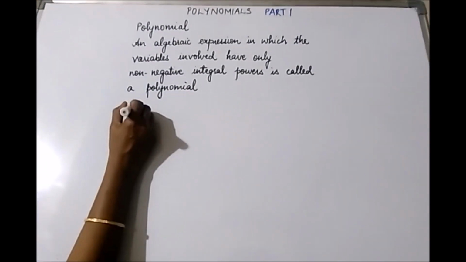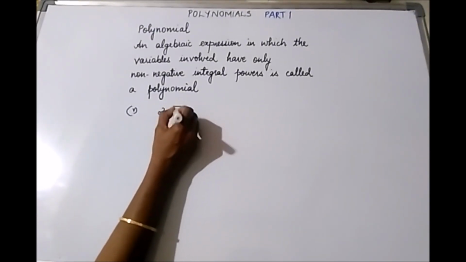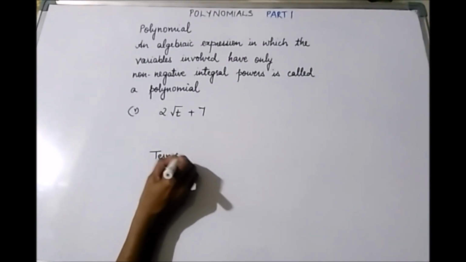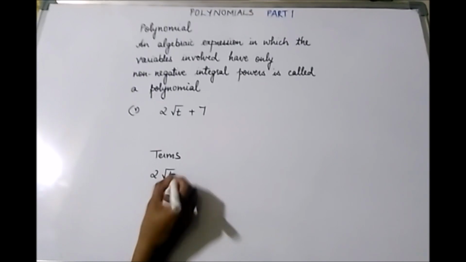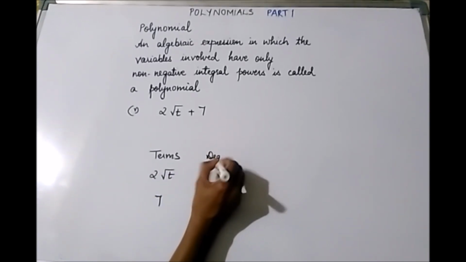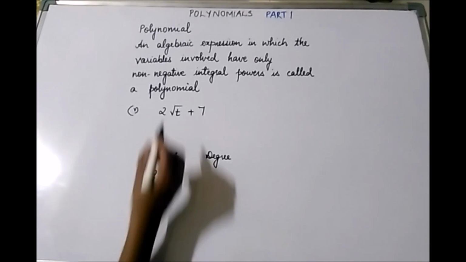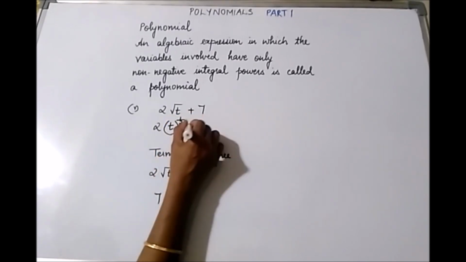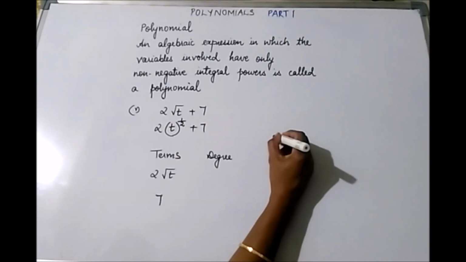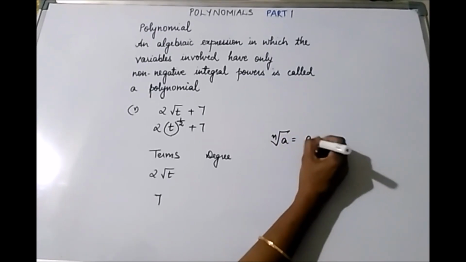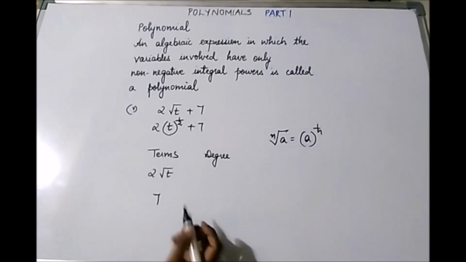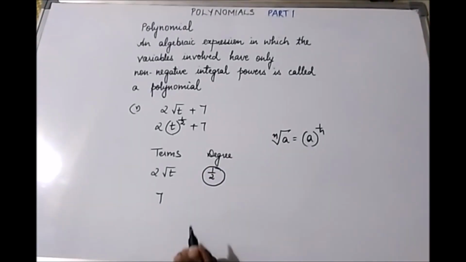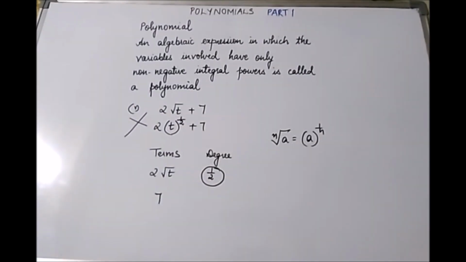Let us take the last example, 2 root t plus 7. Once again we see it has got 2 terms, that is 2 root t and 7. What's the degree of 2 root t? Root t can be rewritten as t the whole raised to 1 by 2, using the law of exponent, nth root of a is equal to a the whole raised to 1 by n. So the degree of the first term here is half. Half is not a whole number, hence the given expression is not a polynomial.